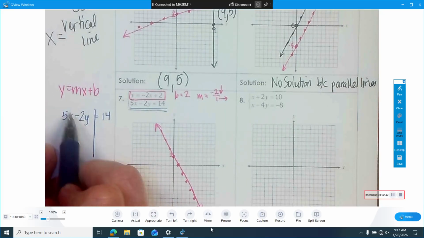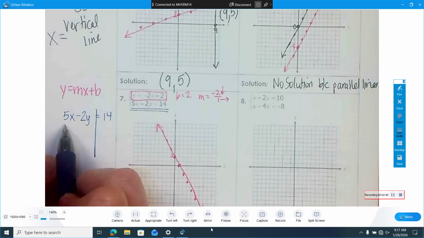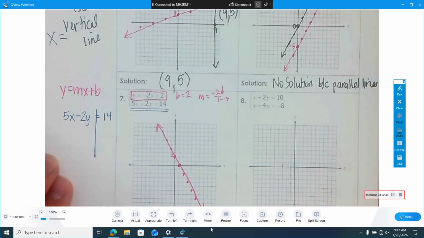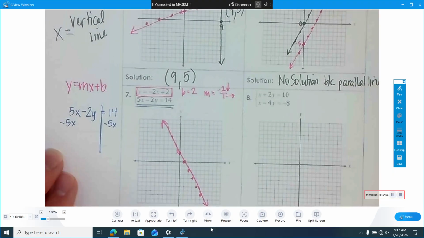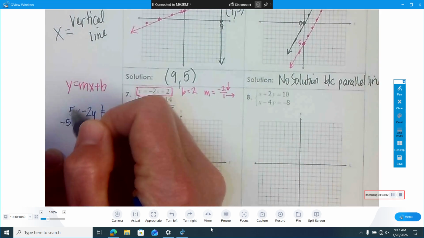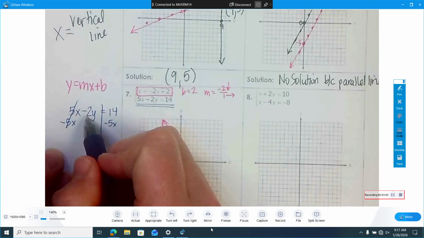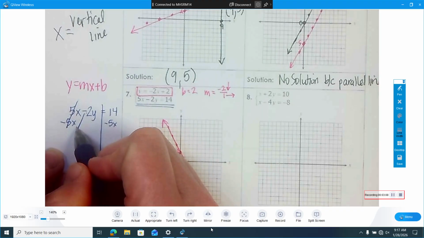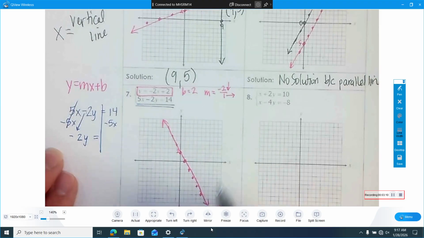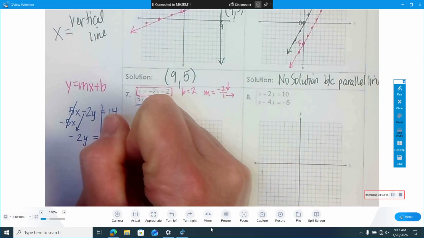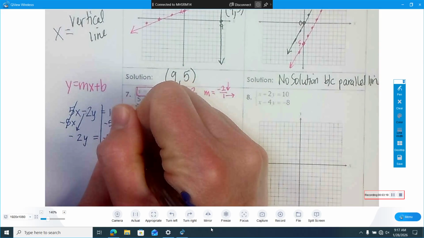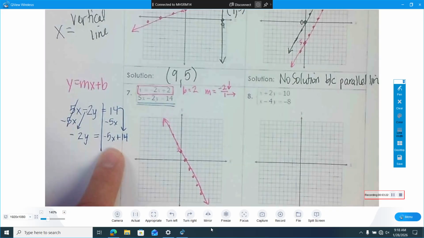How do I move this 5x term away? I want to move it to the other side. What should I do? Yeah, minus the 5x. So we're going to subtract 5x from both sides. Again, you should be writing this down so that you know what to do today. If I write it, you write it. Positive 5x and negative 5x cancel each other out. And I'm left with a negative 2y is equal to, over here on the right side, I have that negative 5x. I'm going to write that first. And then I'm going to write my plus 14.